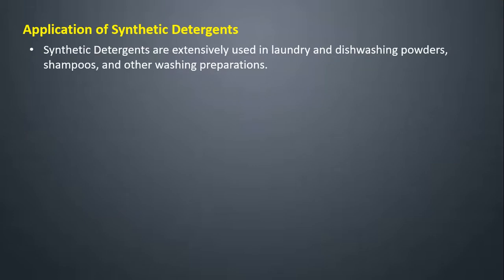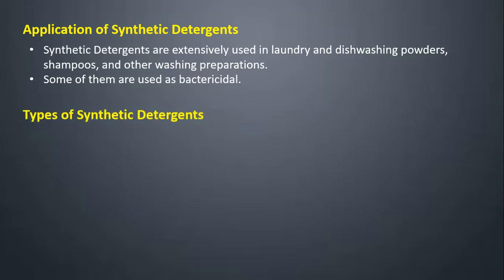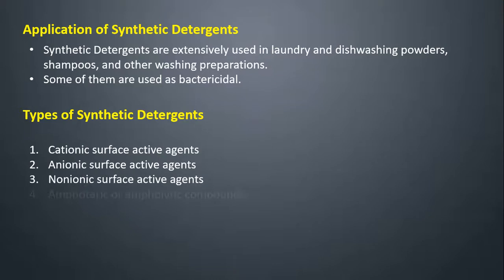Practical application of synthetic detergents. Synthetic detergents are extensively used in laundry and dishwashing powders, shampoos, and other washing preparations. Some of them are used as bactericidal agents. Types of synthetic detergents. There are four types of synthetic detergents: cationic surface active agents, anionic surface active agents, non-ionic surface active agents, and amphoteric or ampholytic compounds.